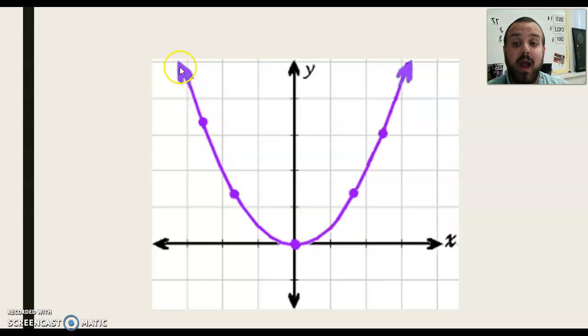The vertex is where your parabola kind of changes direction, right? So where it goes from going down to going up, that's going to be your vertex. So in this parabola, that's the vertex. It's also the root because that's where our x-intercept is.